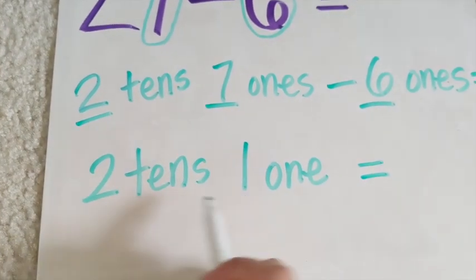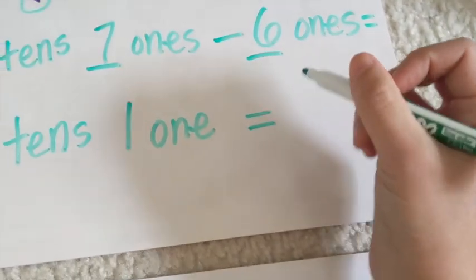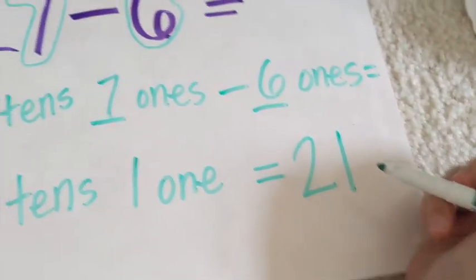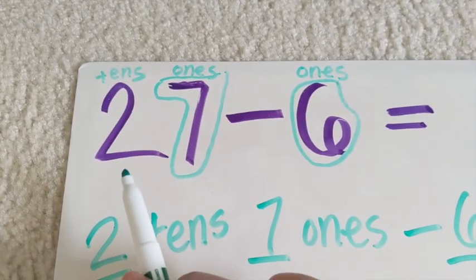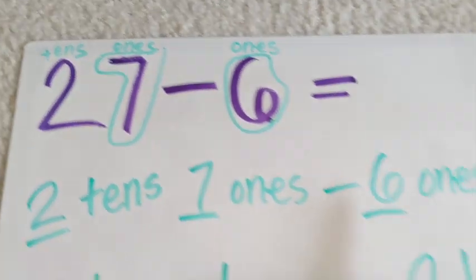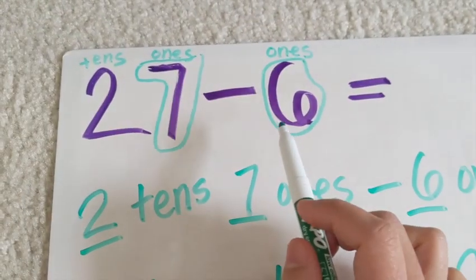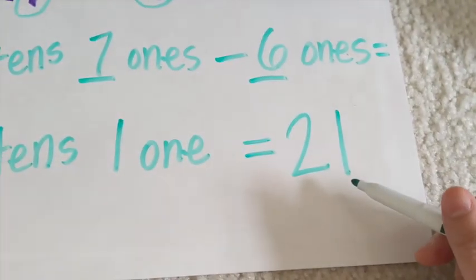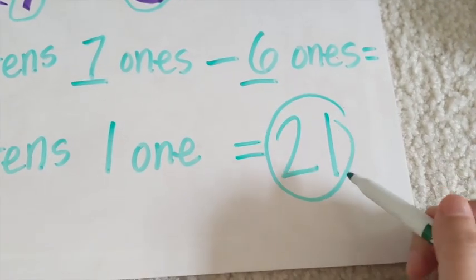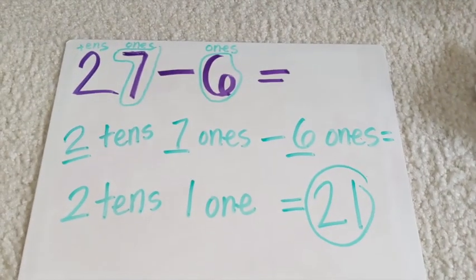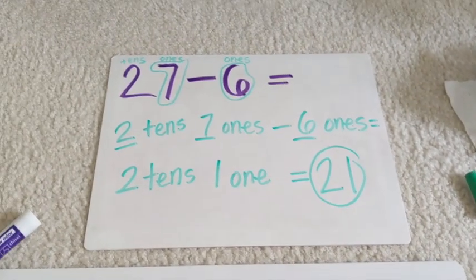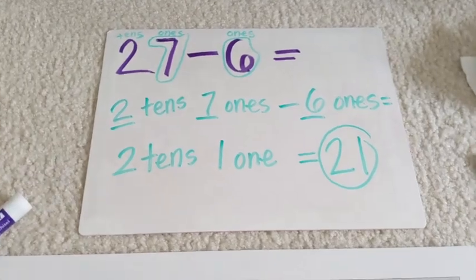What number do you see here? 21. And that makes sense, because if you look here, imagine you had 27 Cheerios and you take away 6 of them. Of course you're going to have a smaller number. So you're not going to have 27 anymore. You're going to have something smaller. Let's do this one more time before you go to work on your independent math work.